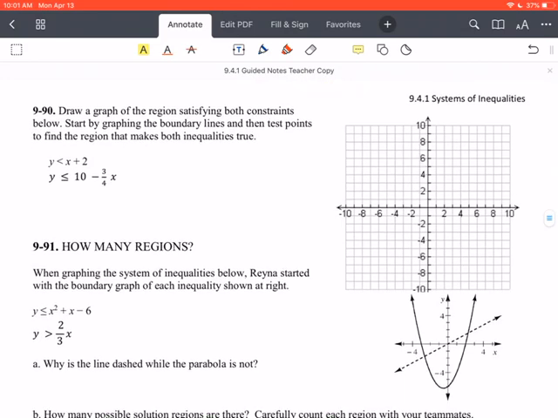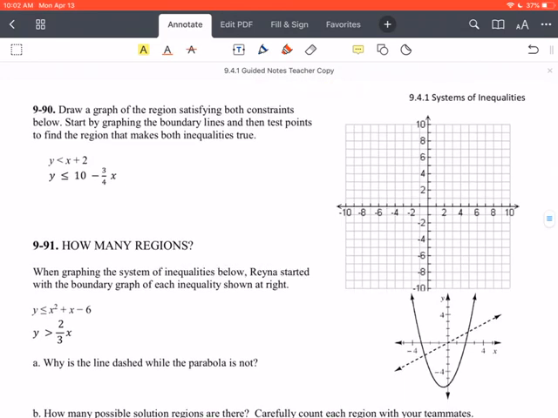Okay, so this would be like a question, this next one, that I would expect you to be able to do by the end of this chapter. So it says, draw a graph of the region satisfying both constraints below. Start by graphing the boundary lines. That's always what we're going to do. And then test points to find the region that makes both inequalities true. Okay, now luckily we don't have to completely rely on test points because we know the shortcuts, but I do want you to understand how to use the test point.